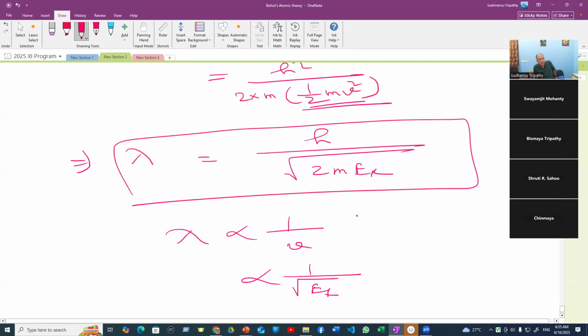Other factors are constant: mass, h. For m, you have to take the rest mass. Every particle has a relativistic mass, but here you have to take the rest mass. Don't take relativistic mass for calculation.